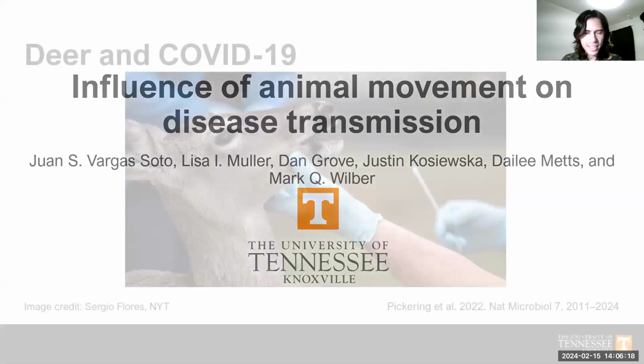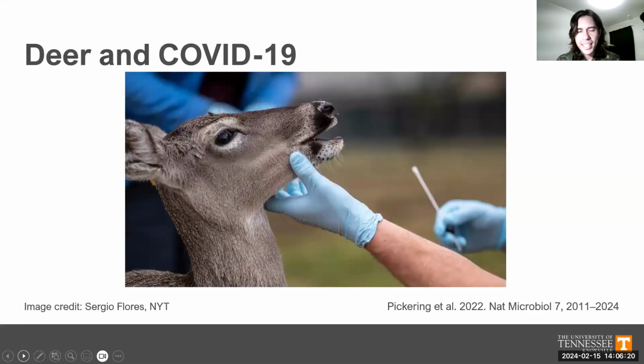What you see on your screen is a white-tailed deer being swabbed to test for SARS-CoV-2, the virus that causes the COVID-19 disease. White-tailed deer are one of the most notable examples of this virus being found in wildlife. There are many reports that it's widespread in many different populations. There's evidence that they acquired it from humans, that they can transmit it to other deer, and also that they can transmit it back to humans.